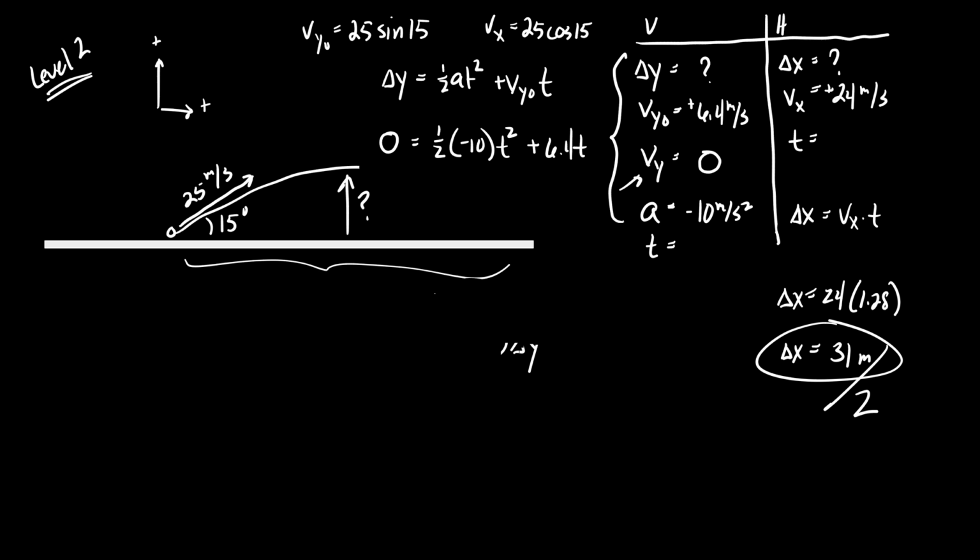But if I want to figure out the maximum height, I would just use the motion equations again. This is no different a problem than what we did way back at the beginning of this in middle August. So I would say 0 squared minus 6.4 squared equals 2 times negative 10 delta Y. This will tell you the maximum height.